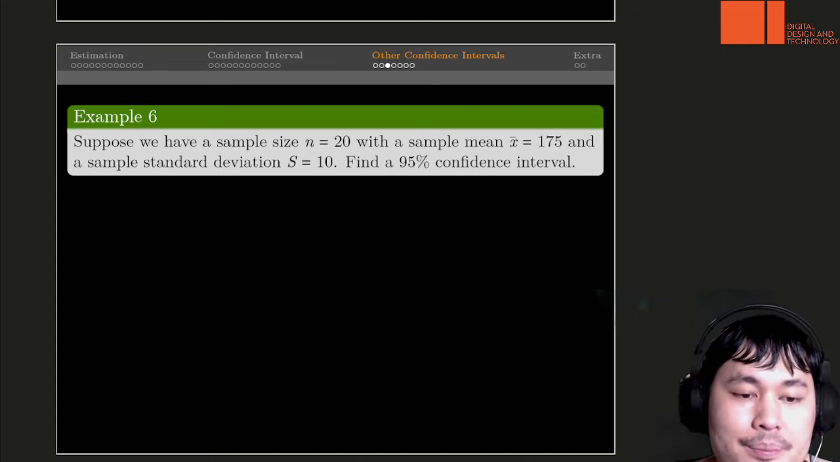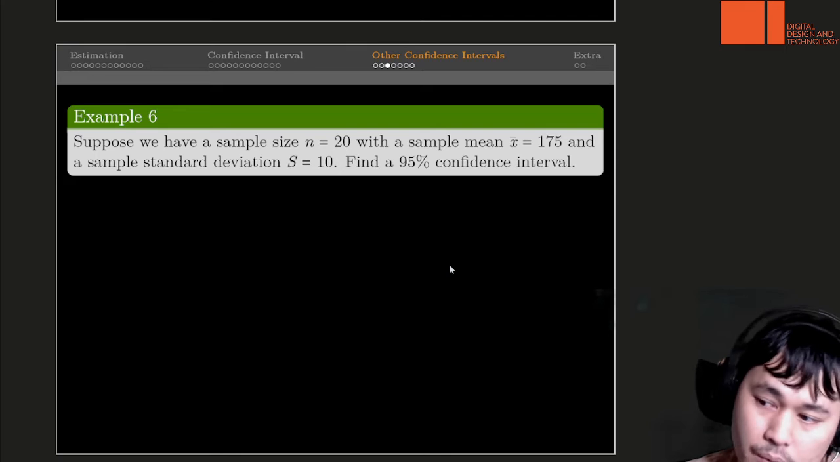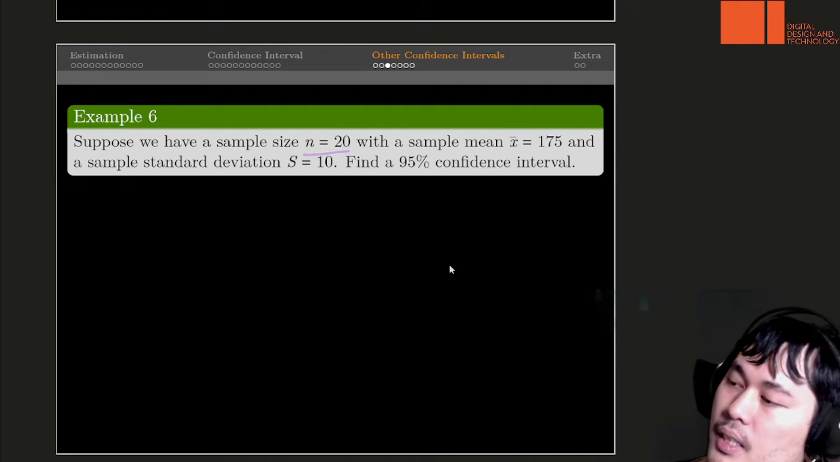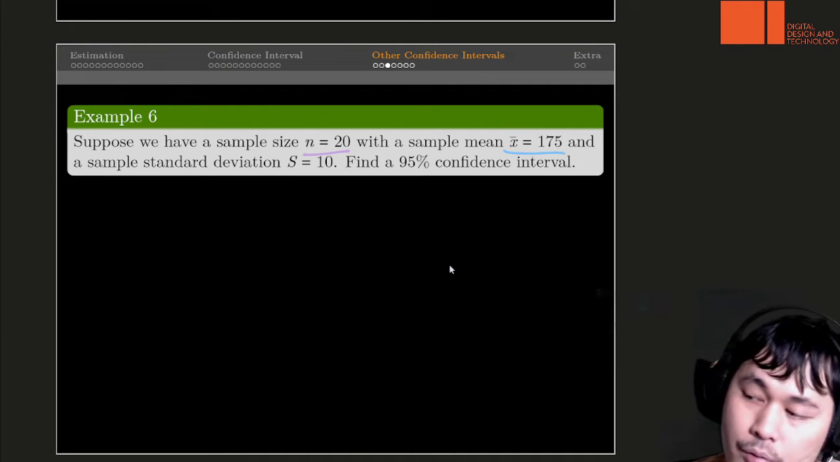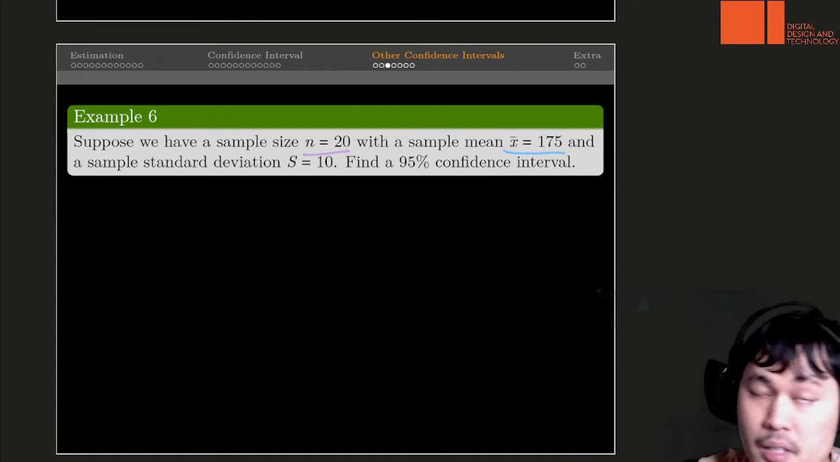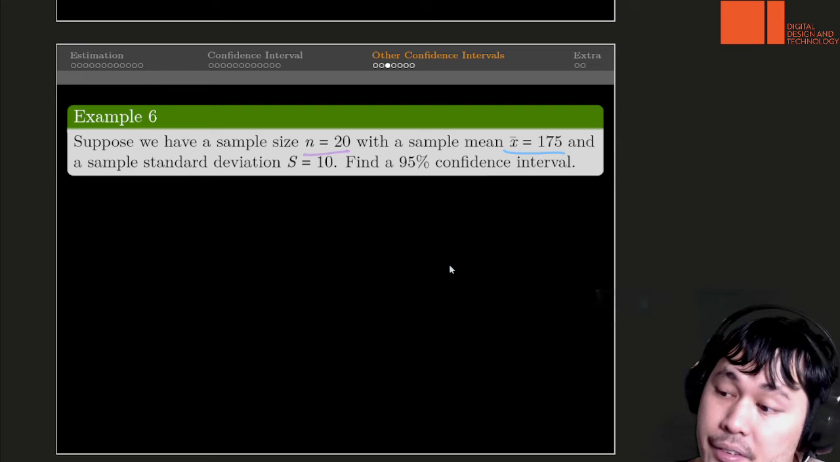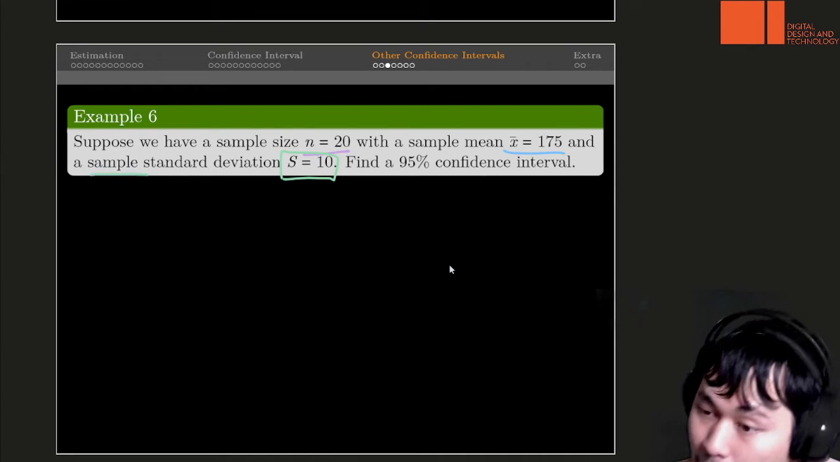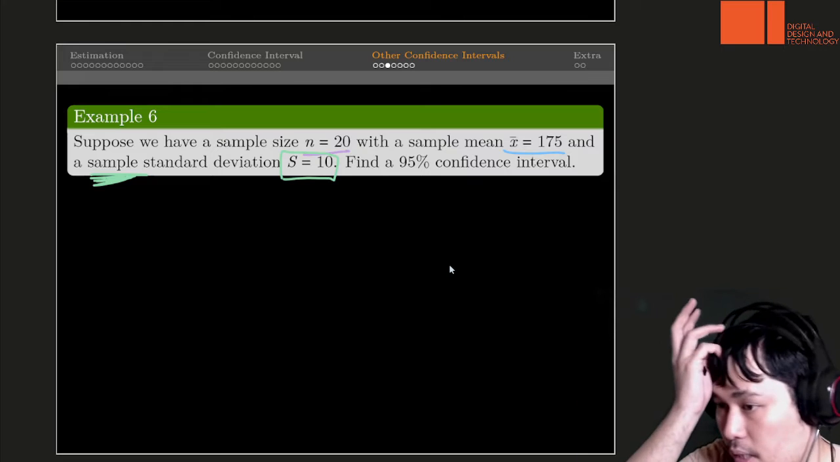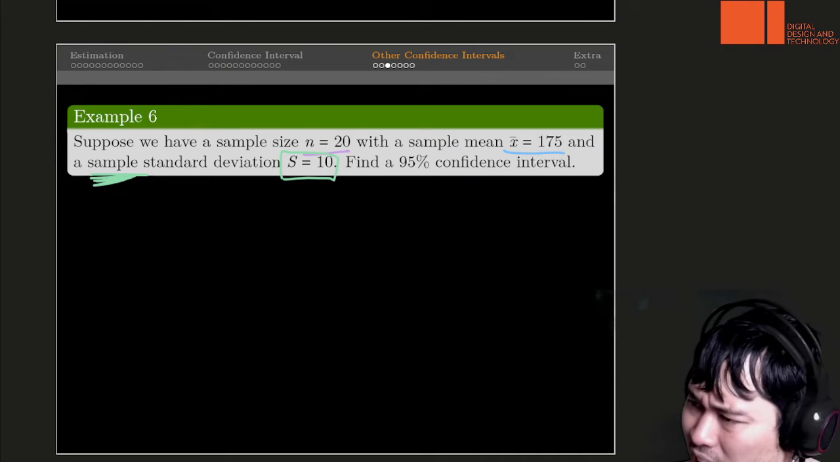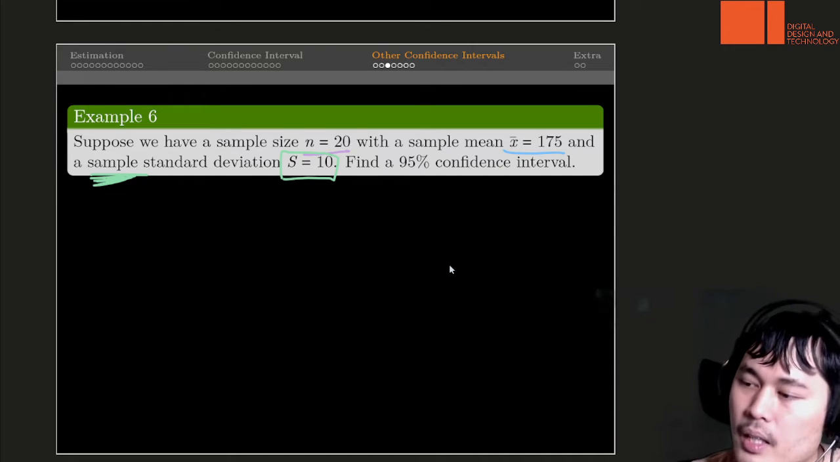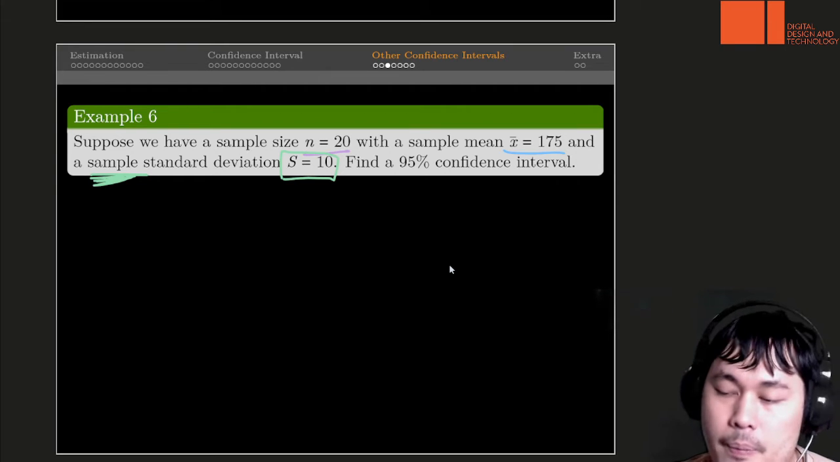Let's suppose we have this one. Suppose we have a sample size of 20, and we know we have the sample mean of 175. But suppose we don't know sigma. The sigma is not given, and we have to find the standard deviation ourselves from the sample. Suppose that happens to be 10, then we can still find the confidence interval.